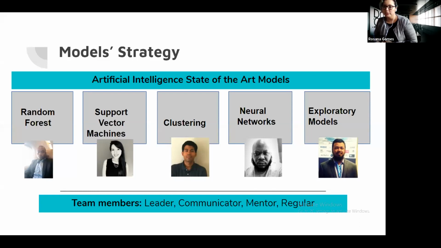In particular, we used random forest models, support vector machines, clustering, and neural networks, and we created a separate group for exploratory models, which were more advanced models or models using different techniques that were not so state of the art, so to say. So we can go to the next slide.